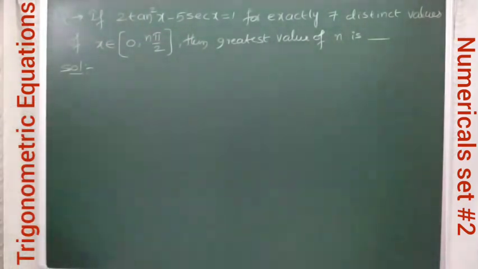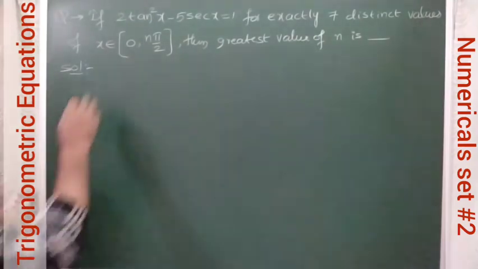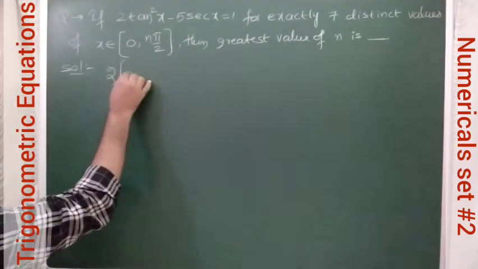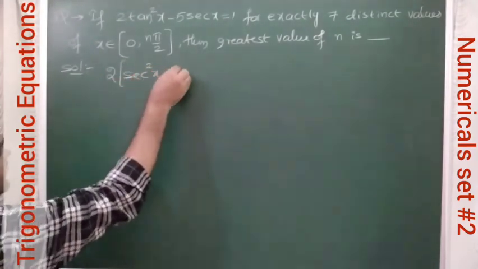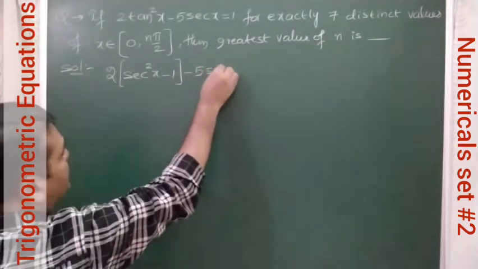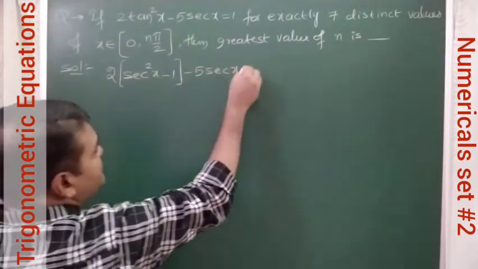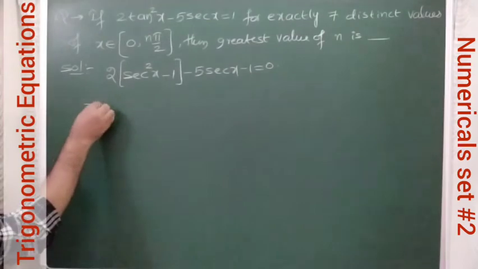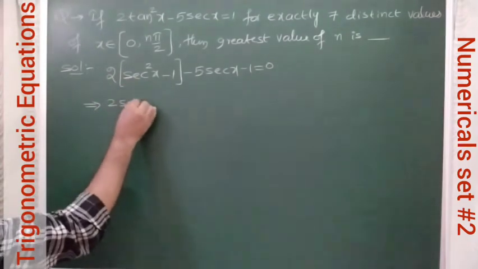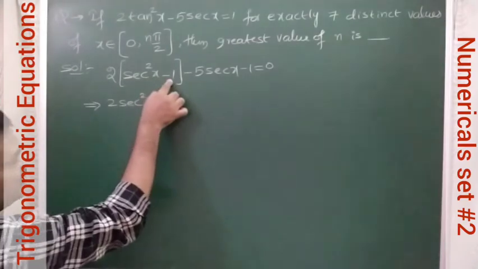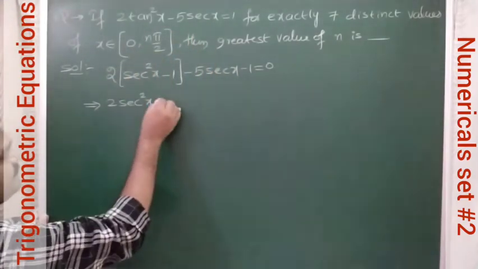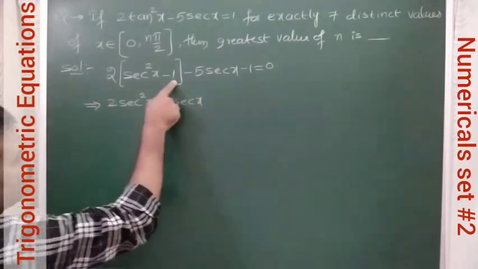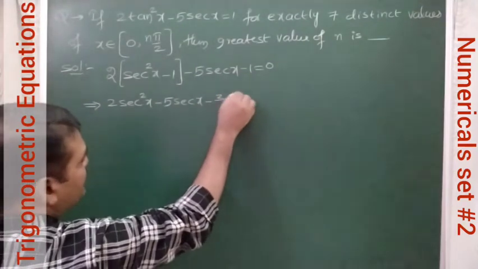So using the identity, what is tan square x in terms of secant? Directly I am writing here. So tan square x will be secant square x minus 1, remaining minus 5 secant x, and 1 is taken to LHS. Now let us simplify this. 2 secant square x minus 2 minus 1, that means minus 3, minus 5 secant x, minus 2 minus 1, minus 3 is equal to 0.